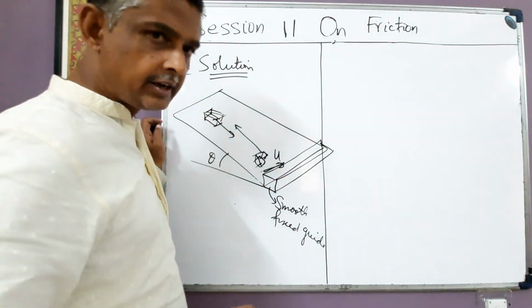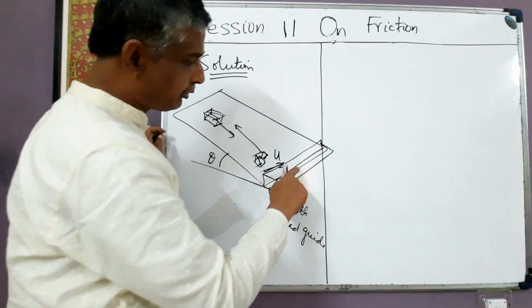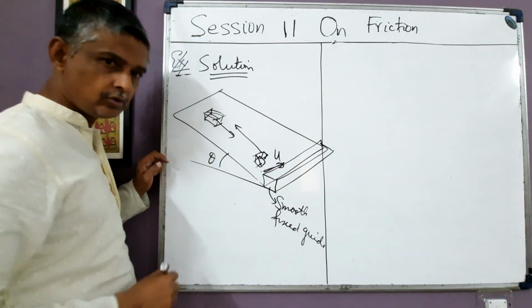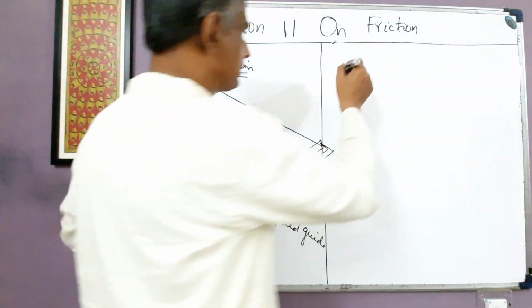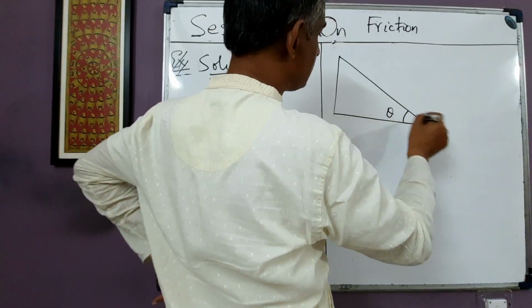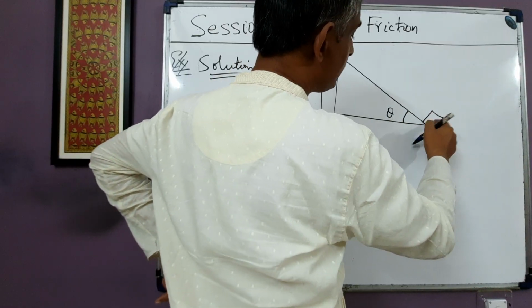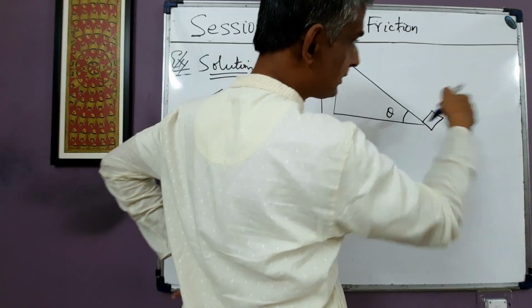Now while the block is moving along the smooth guide, I'll draw its free body. I'll draw the side view of the free body. From this side, if I see the side view, how will the situation appear? It appears something like this. See, this is angle theta. This is the side view of the guide. The block is given a speed u in this direction.